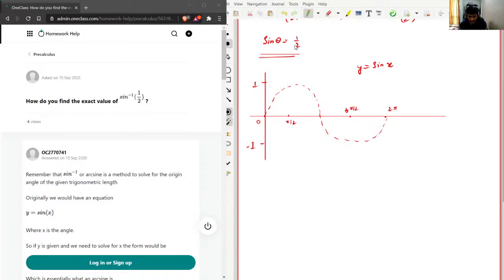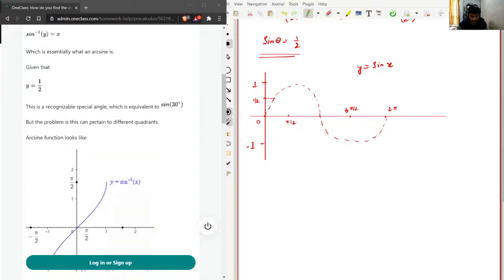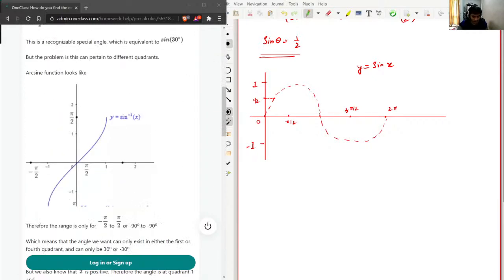Now for this case, we need to find the value at 1 by 2. With this graph, I don't think we would be able to find the value. Clearly I know the answer: sine of 30 degrees is half. But let's see the solution given here also. If you have more coordinates specified, for y equal to 1 by 2, if the angle is specified for this coordinate, then you can directly get the answer.